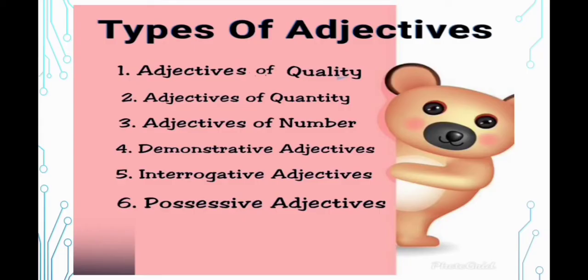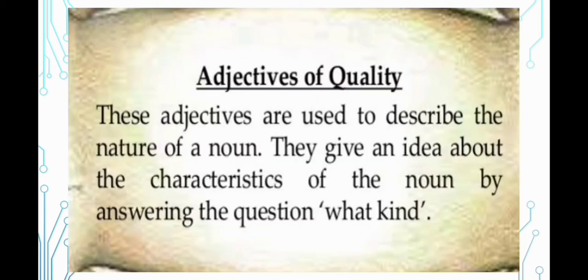There are many different types of adjectives. Let's see. First, adjectives of quality. Second, adjectives of quantity. Third, adjectives of number. Fourth, demonstrative adjectives. Fifth, interrogative adjectives. And sixth one, possessive adjectives. We are going to discuss all these different kinds of adjectives one by one in detail.